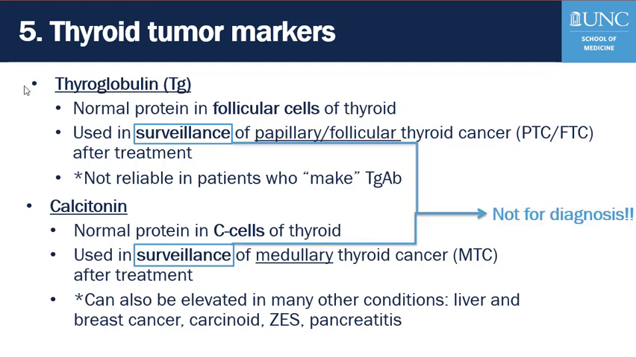So both thyroglobulin and calcitonin, it should be emphasized, are used for surveillance and are not very useful if measured in normal individuals who have not yet had their thyroids removed, because most normal individuals will have detectable thyroglobulin and calcitonin if they have a native thyroid.